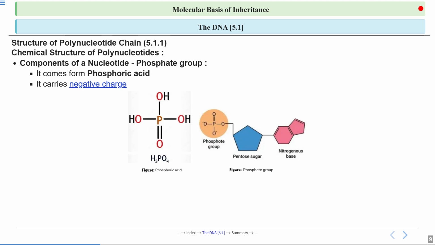Then we have studied about this pentose sugar. This pentose sugar is ribose for RNA and it is deoxyribose for DNA. Why? Because there is absence of OH group at 2' carbon position in DNA. Then third and the last component is phosphate group. It comes from phosphoric acid, and this is something which is going to give the negative charge. So these are the 3 components of the nucleotide, and this long polymer of polynucleotide makes DNA.